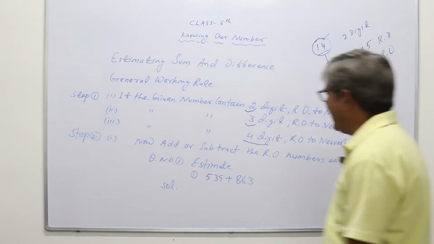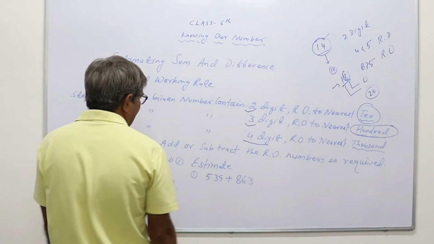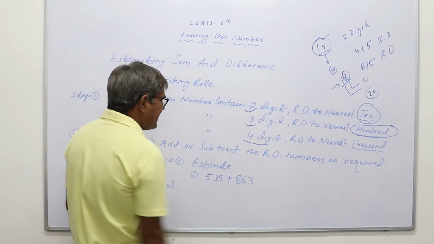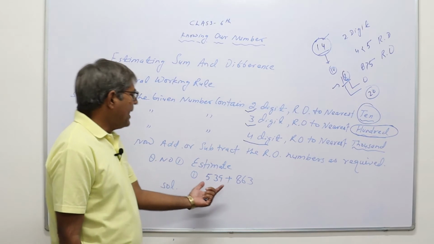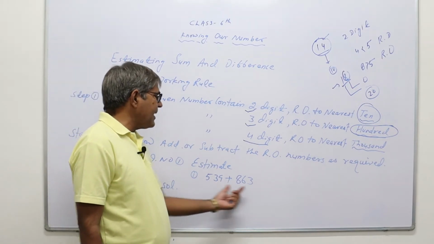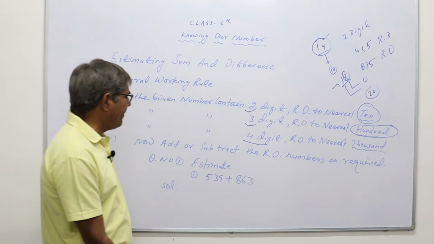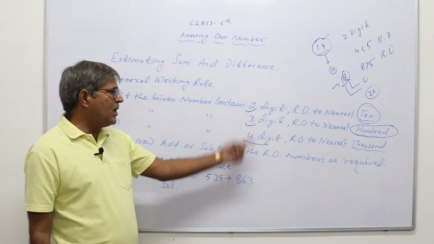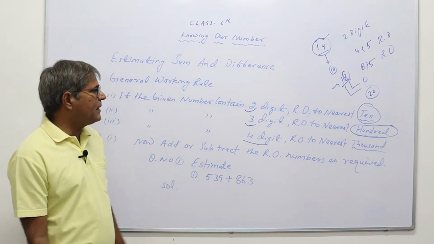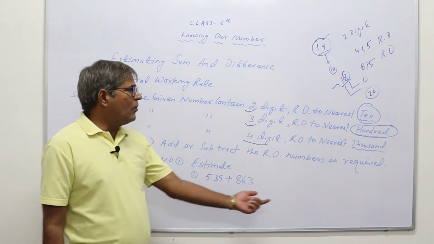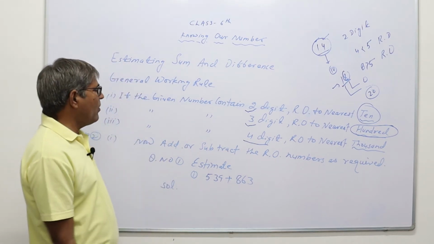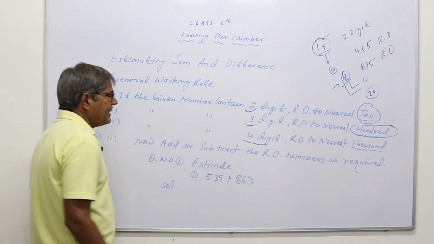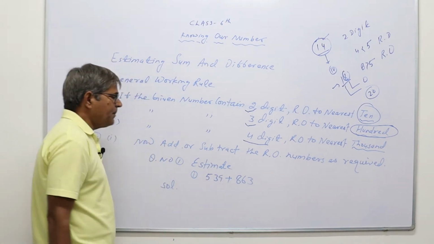So first example, here see, the question is to estimate 539 plus 863. We have to estimate these 3-digit numbers first and then we have to find the sum. So both given numbers contain 3 digits. So first of all, we will round off these two numbers to the nearest 100. And to round off to the nearest 100, what will we see? We will see the digit at tens place.